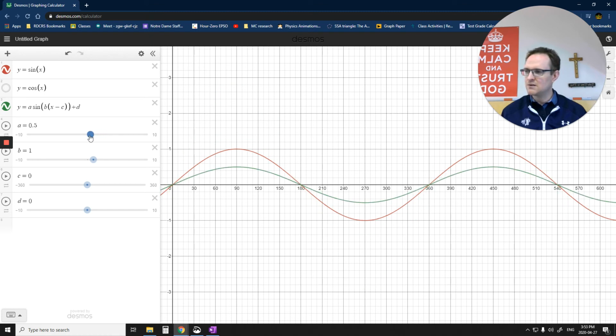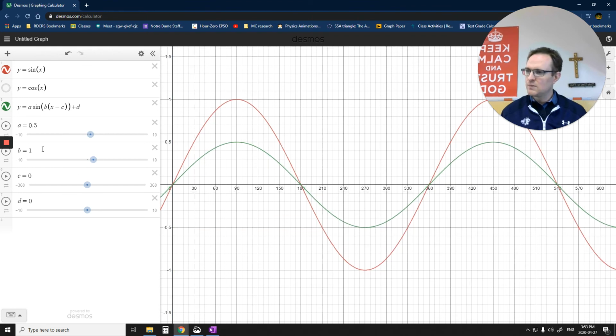Okay, let's see what happens if I go a bit smaller, like a half. My A value is a half, my amplitude is a half. I've done a vertical stretch factor of a half, so it's kind of squished it down a little bit. Same thing. What if it was 0? Oh, I just get a flat line, 0 times anything, so that's not useful.